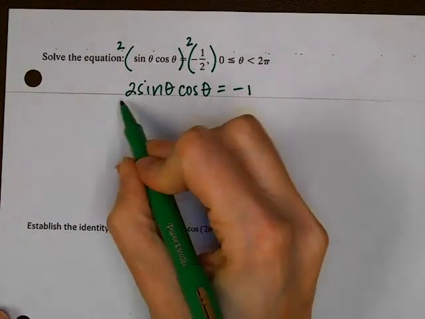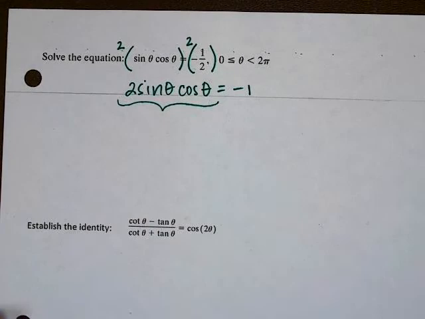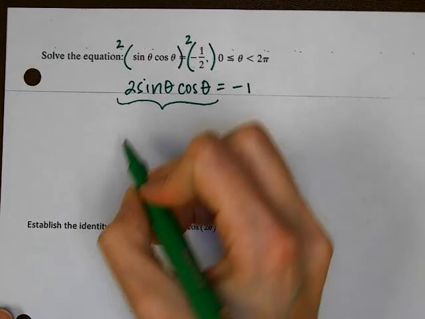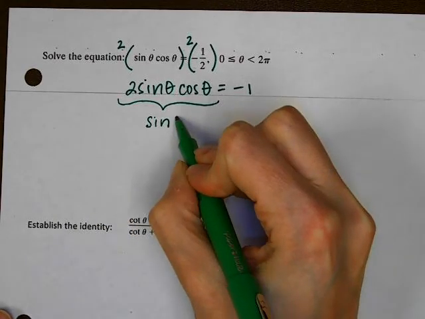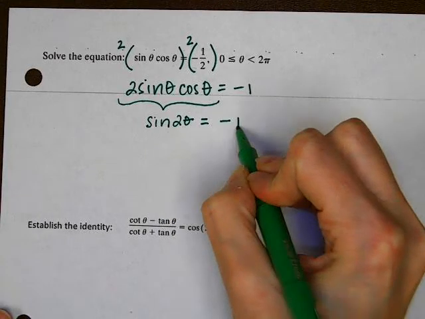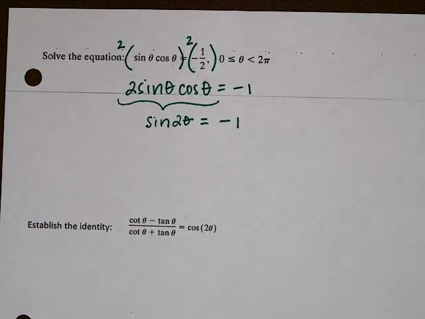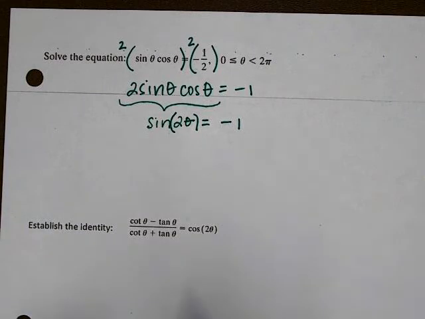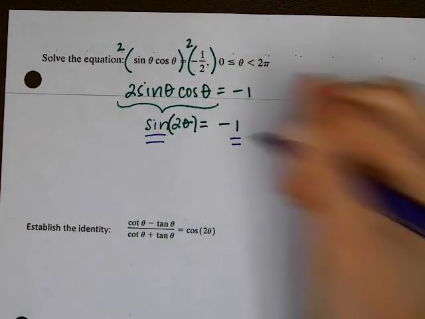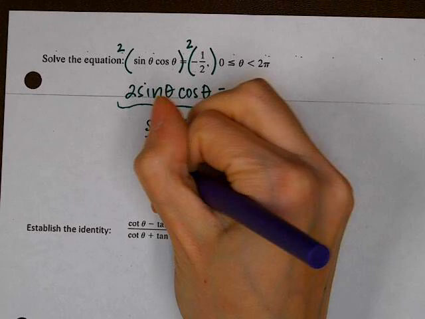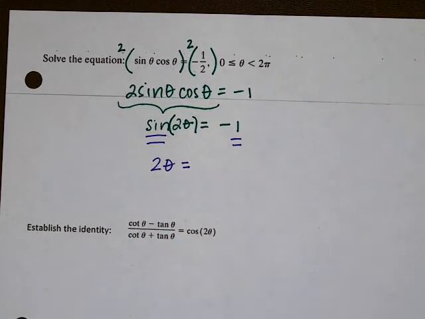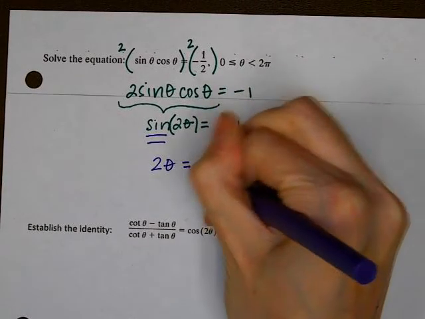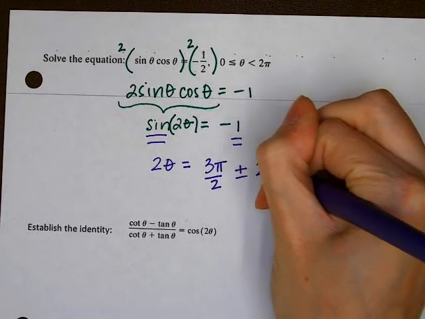And then 2 sine theta cosine theta, let's replace it by its double angle identity, sine 2 theta equals -1. And here, I'll put this in parentheses. Okay, so now we need to figure out when is sine -1. And we're going to have 2 theta equals those angles. Okay, so when is sine -1 on the unit circle? That's 3 pi over 2 plus or minus 2 pi k.